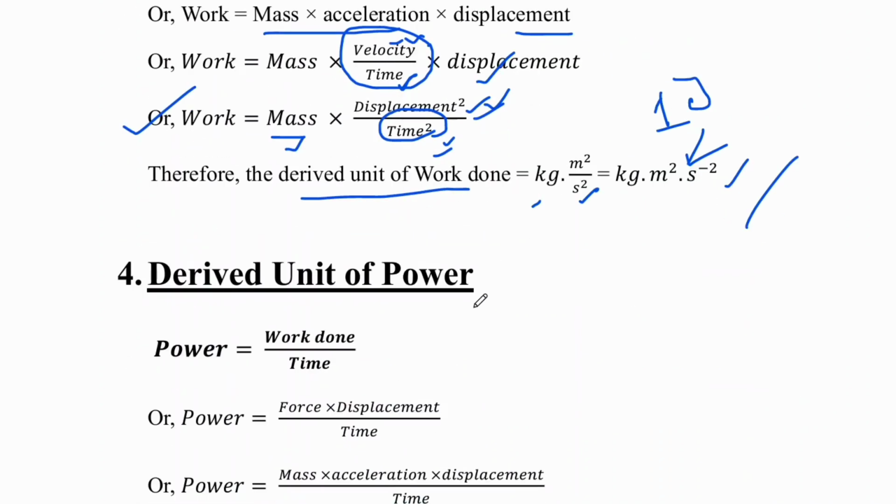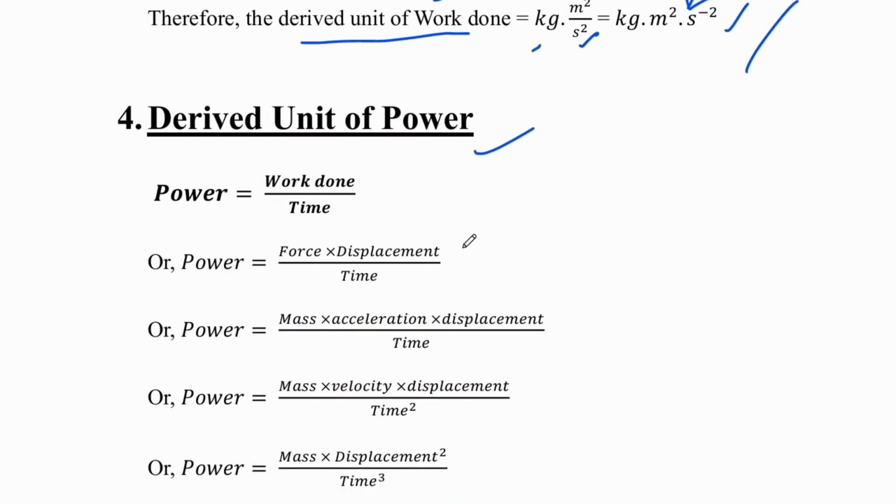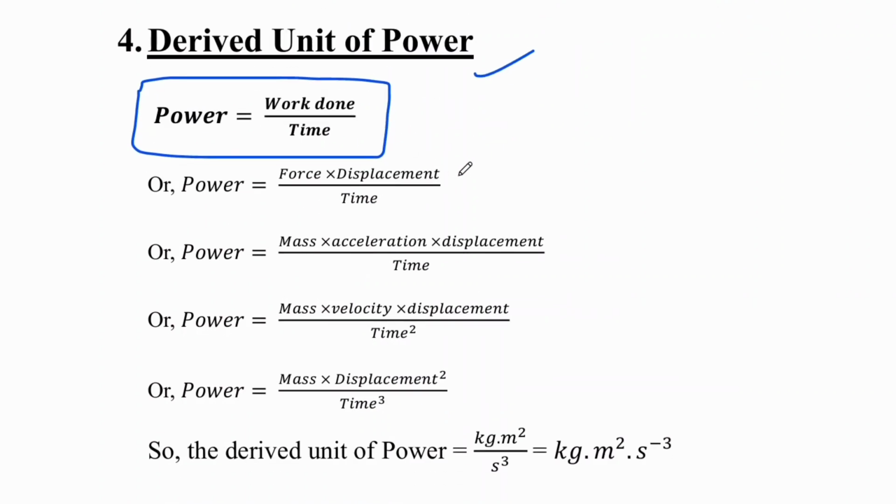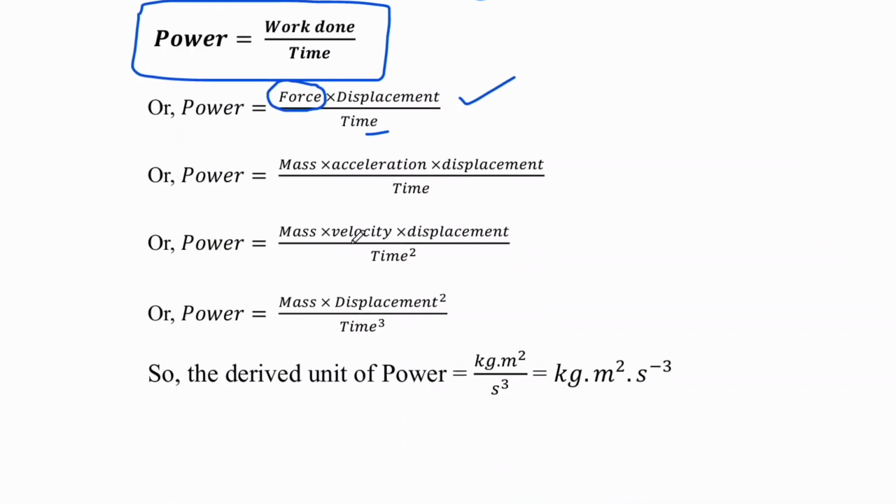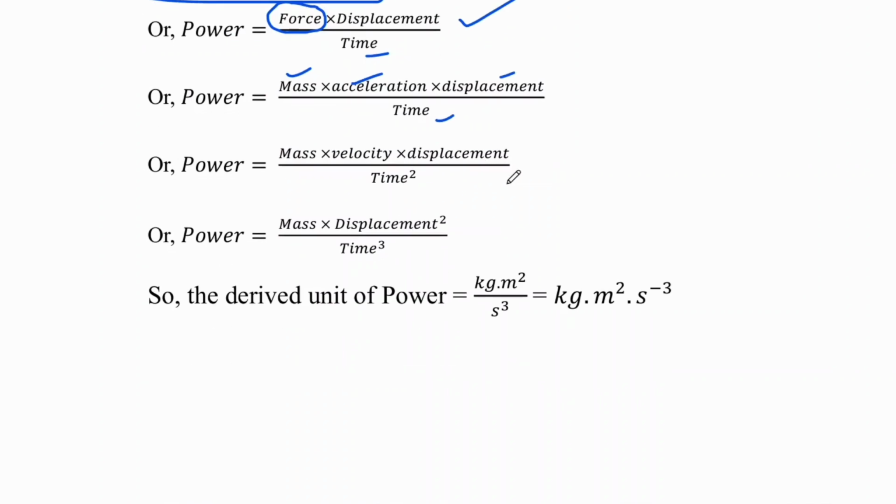And the last one is the derived unit of power. So power can be defined as work done per unit time, and work done can be written as force into displacement, and time is a fundamental quantity, so we don't have to break it, and displacement is also a fundamental quantity, so we need to break the force into the fundamental physical quantity. So force can be written as mass into acceleration, and displacement and time are written as it is.